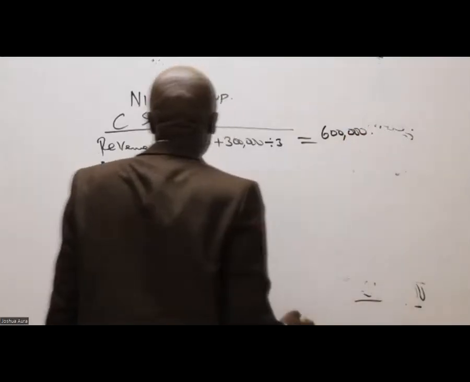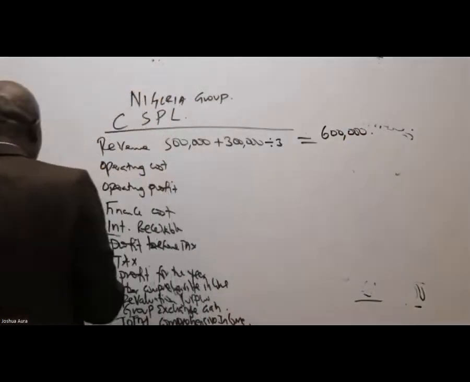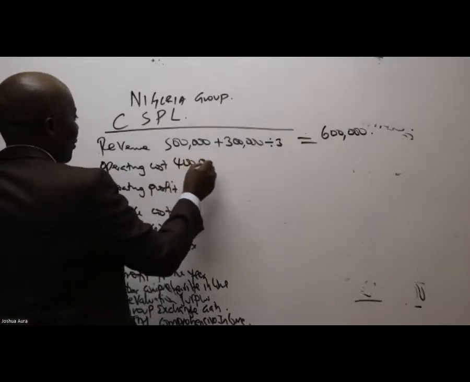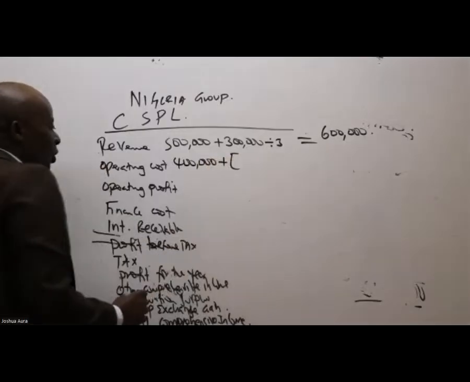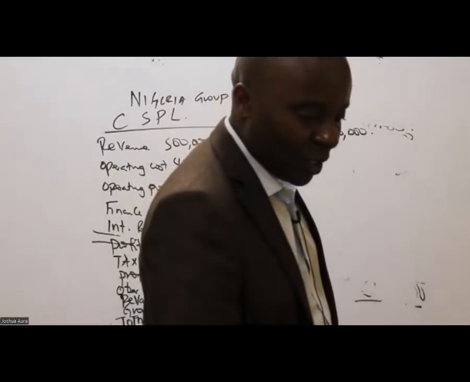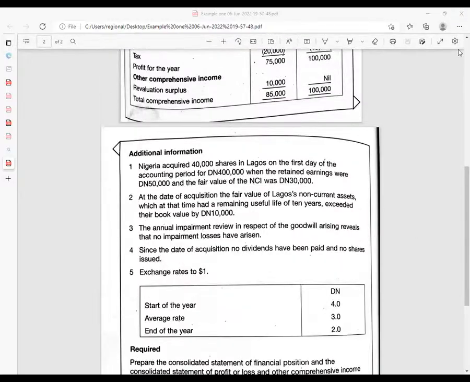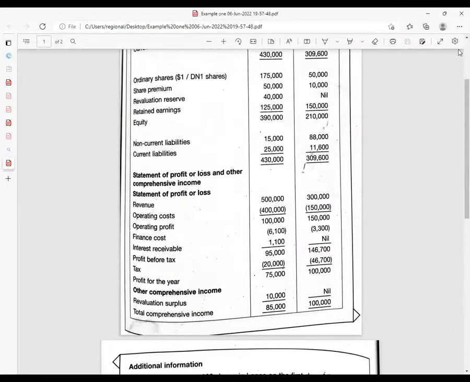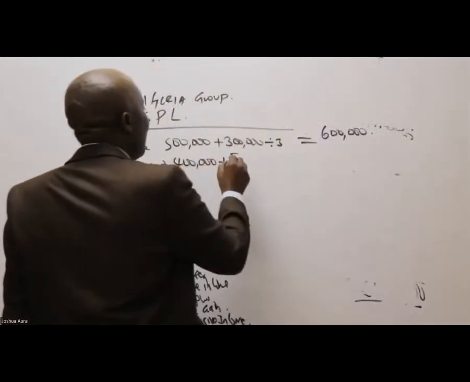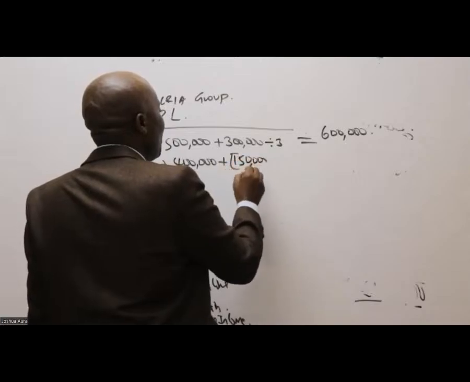600,000. And then we have, ladies and gentlemen, operating cost. Operating cost, I will take 400,000 plus the operating cost of the subsidiary. Wamekupatia hapa. Operating cost of the subsidiary, you can see it's 150,000 DNs.